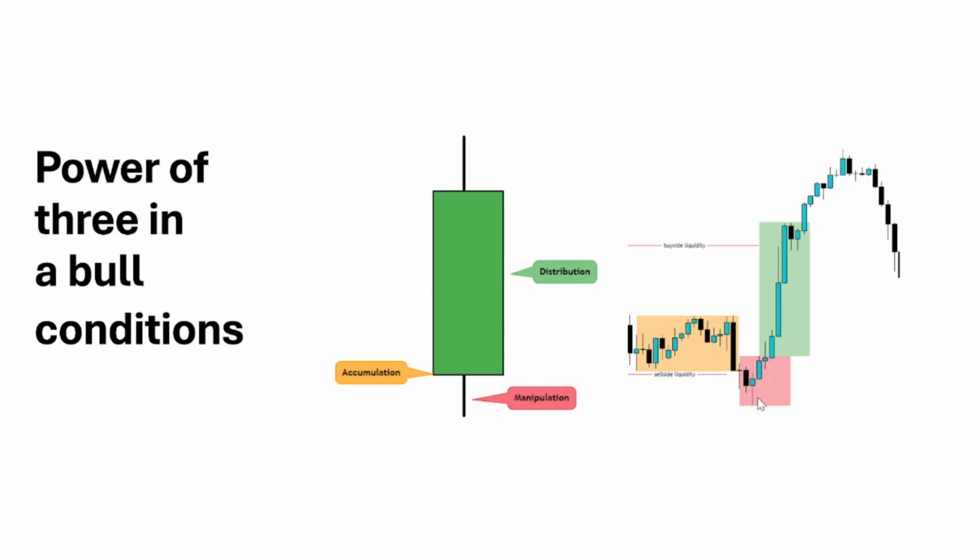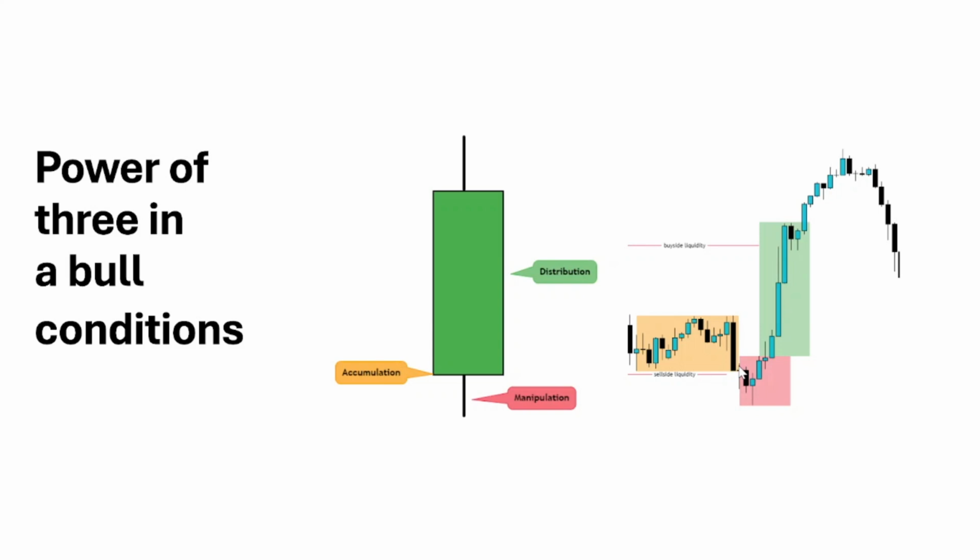Price going into a discount is going to be the manipulation phase, because in the power of 3, it's going to be the accumulation, the manipulation, and the distribution. So from the opening price, you want to see price go into a discount, going into either an imbalance or a sell side liquidity before the distribution.